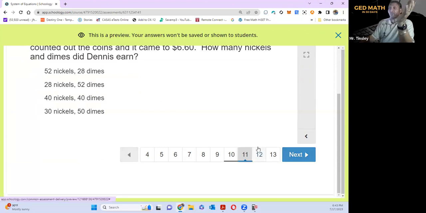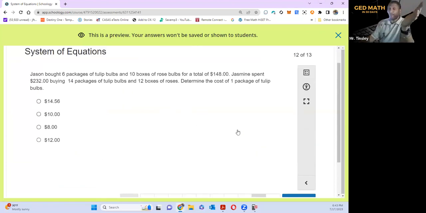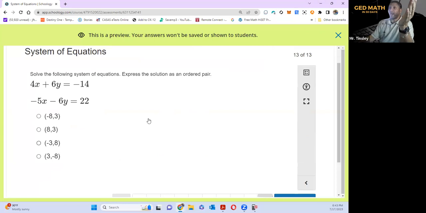So again, in Schoology, I give you a bunch of different word problems. I give you explicit problems, where it's the computation part. You're just doing the computation. Here, this is an easy problem. What should you notice right away on this problem?